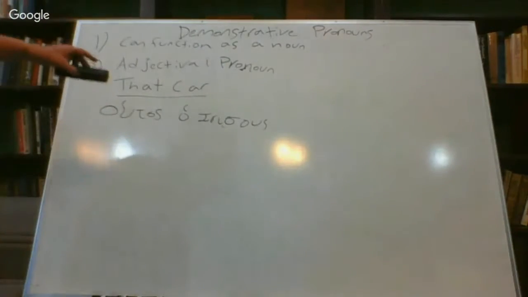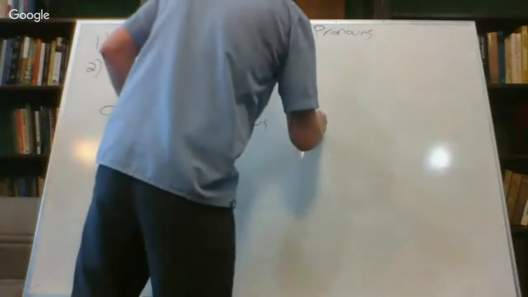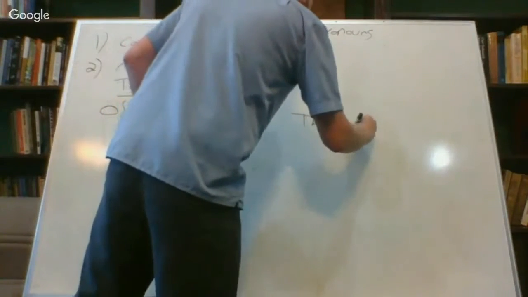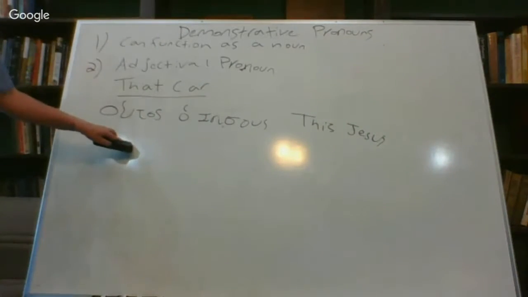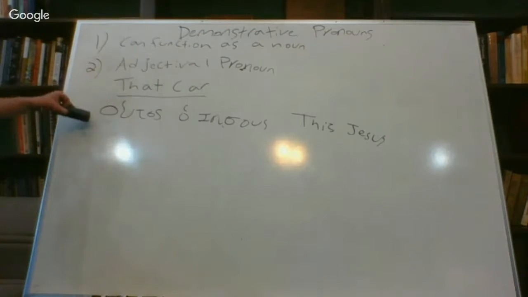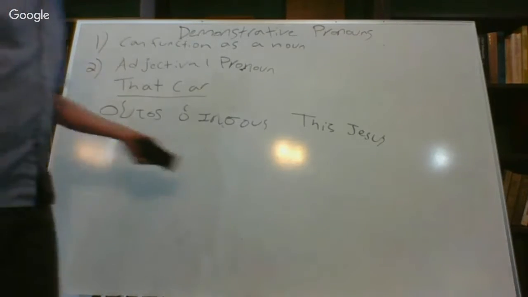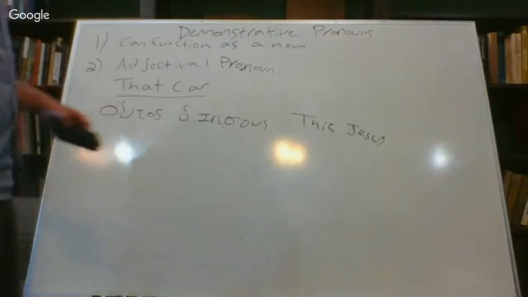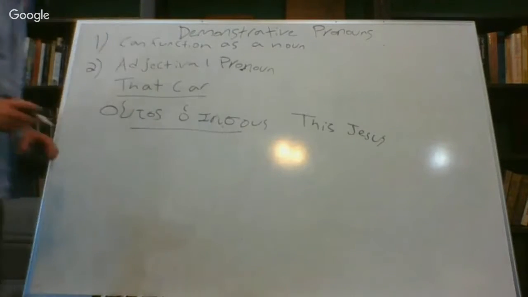So you would find something like houtos ho Iesous, which would be translated this Jesus. This would not function reflexively like we saw with the third person pronouns, as the demonstrative pronouns don't function reflexively. Only third person pronouns do. So this one would be more this Jesus, where it's in the predicate position, but it is functioning as a true adjective.